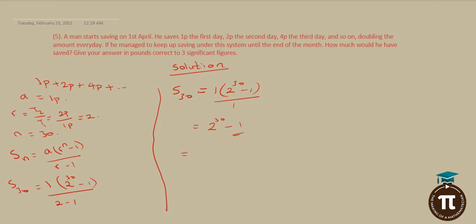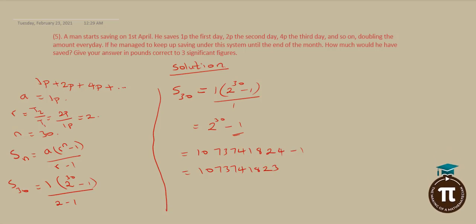So you have to press your calculator here. 2 raised to power 30, the answer will be 1073741824. Then minus 1, the answer will be 1073741823. So this is the answer in pence.